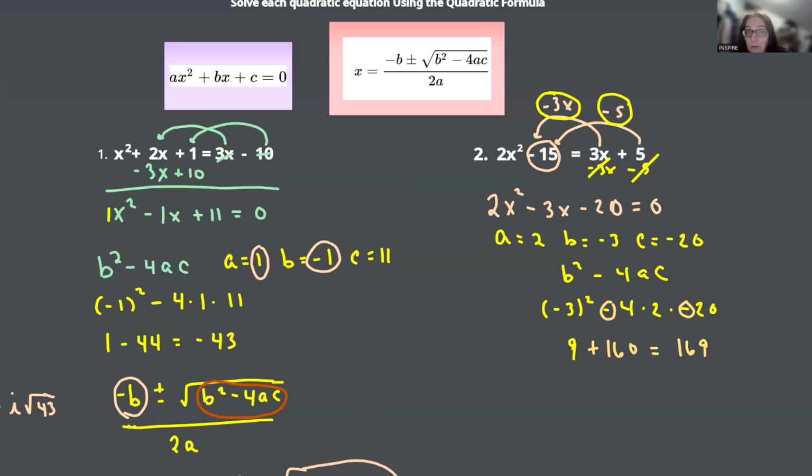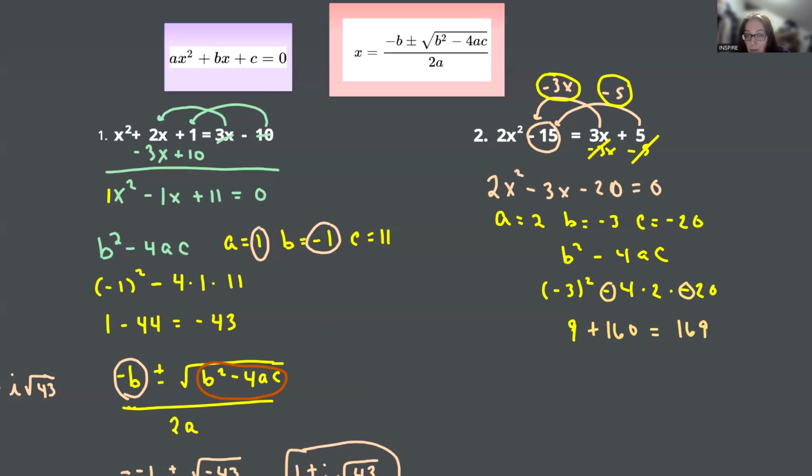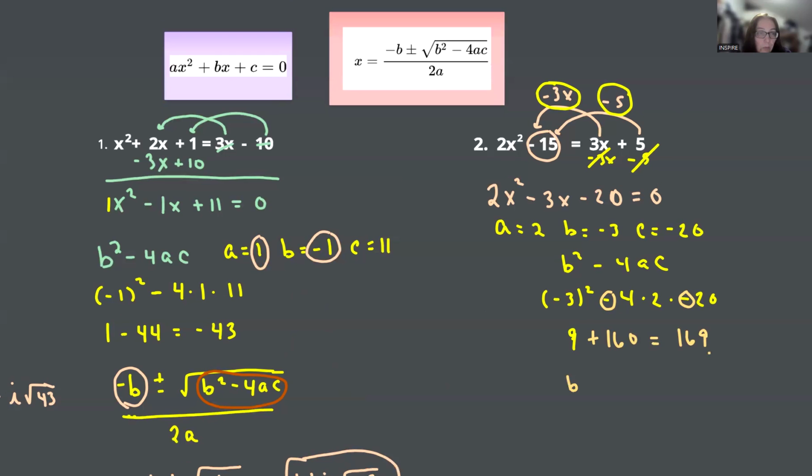So now when we use our formula, I'm going ahead of myself there. Let me rewrite that for you. Sorry about that. I'm going to do minus b, so we have minus b plus and minus the square root of b squared minus 4ac all over 2a. When we do this, we already got the b squared minus 4ac.